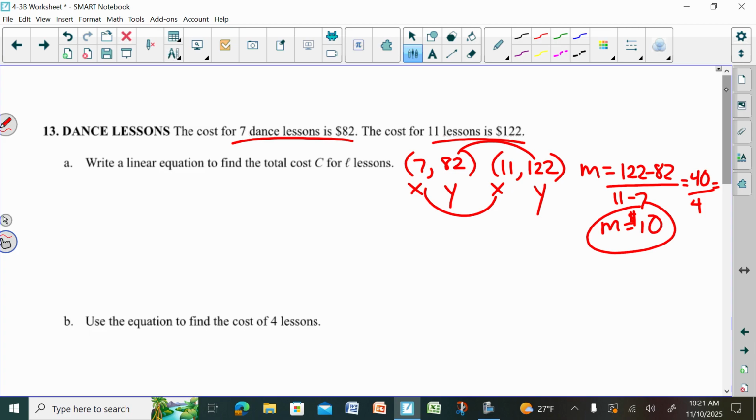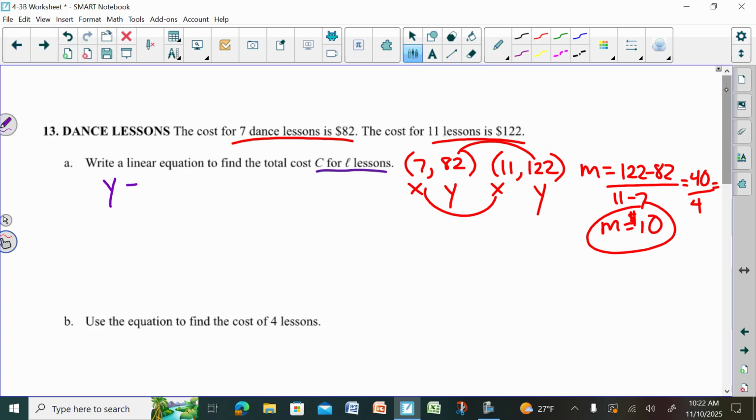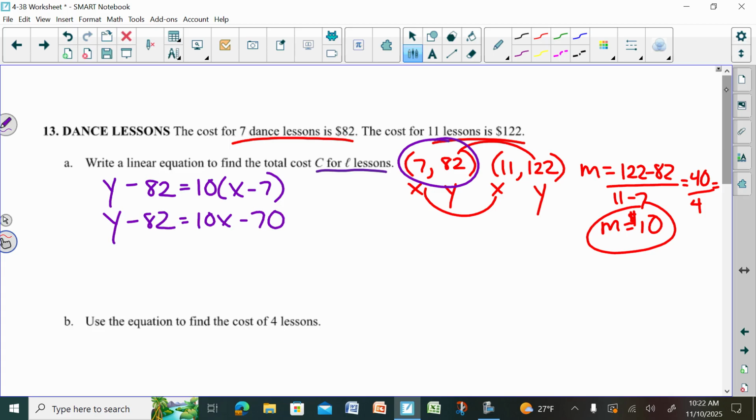So let's go ahead and show the work doing that. Now, a lot of you guys can guess and check that. I'm not looking for the guess and check. I'm looking for the algebra. So now that we have the slope, we can go ahead and put this in slope-intercept form. Write a linear equation. It's saying cost for L lessons. Let's just do it as x and y first. So y minus, I'm going to use the 7 and the 82. y minus 82 equals 10 times x minus 7. y minus 82 is equal to 10x minus 70.